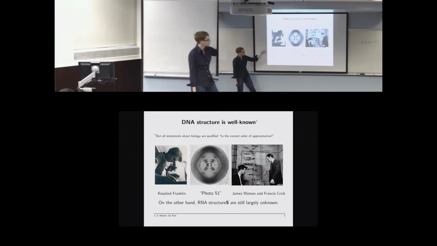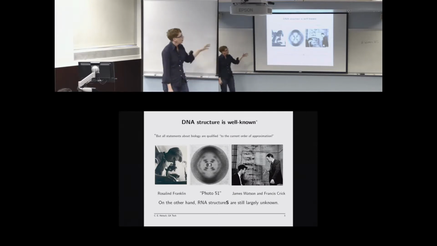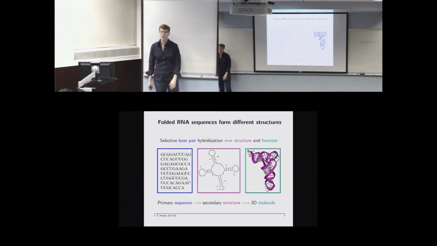And of course, this is the famous Photo 51 that was taken by Rosalind Franklin and then used by Watson and Crick to infer the double-stranded DNA helix. On the other hand, I'd say RNA structures are still largely unknown. The reason is that these single-stranded RNA sequences can form many different types of base pairs, and those base pairs occur in complicated ways.